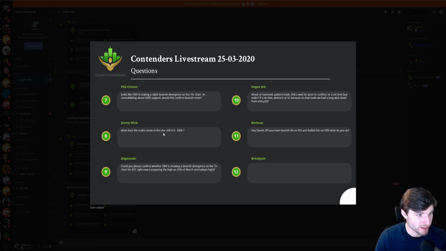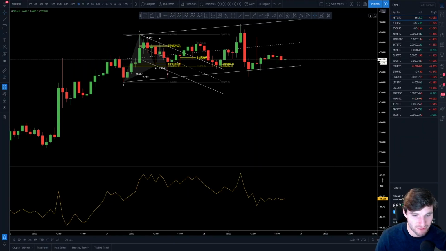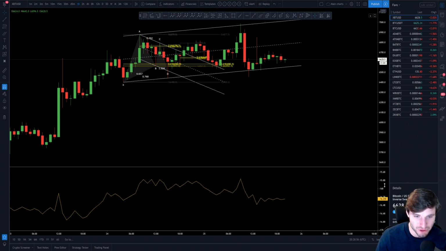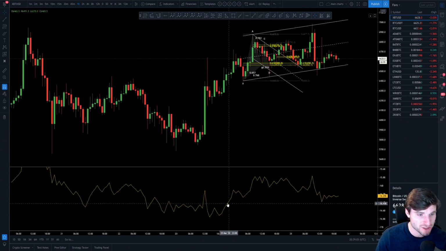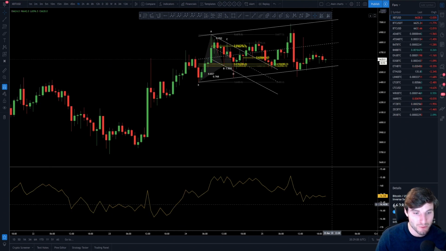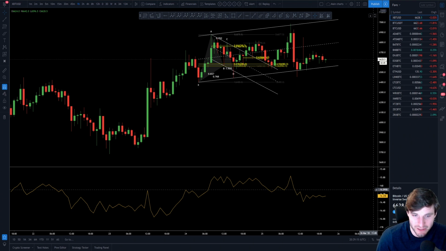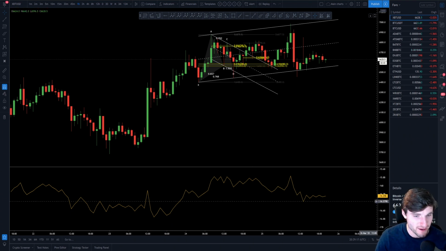What does the scales mean? Yeah, just ignore the numbers. The numbers are really irrelevant. You need to know zero information about the numbers on the side. I'm not even sure what they signify, it's not important at all. You're only going to be looking for the divergences, the breaking down or the breaking up.